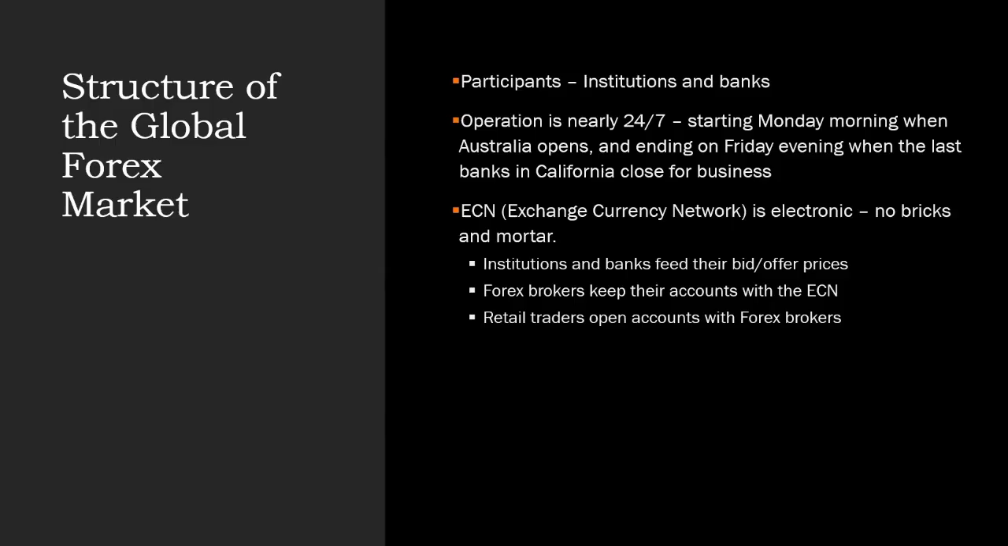Now, all these quotations are fed into an electronic network. So this is very different to the NYSE. There's no bricks and mortar here. It's a fully electronic network, and it's called the Exchange Currency Network. All the banks and the institutions are plugged into this network. They feed their bid and offer prices right into it. So any bid and any offer, whatever is there, is available on the market, and anyone else who's in it can hit you for that price and say, here's a bid, I'll take it. So it's perfect. There's so much volume, there's so much liquidity, and you get the best price that's available at that time.